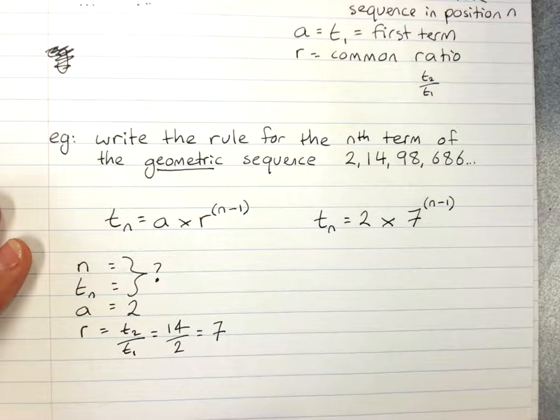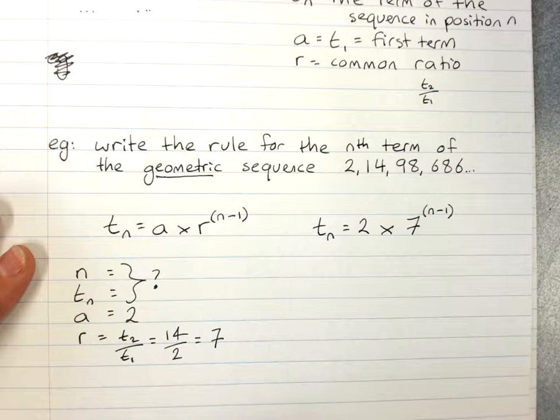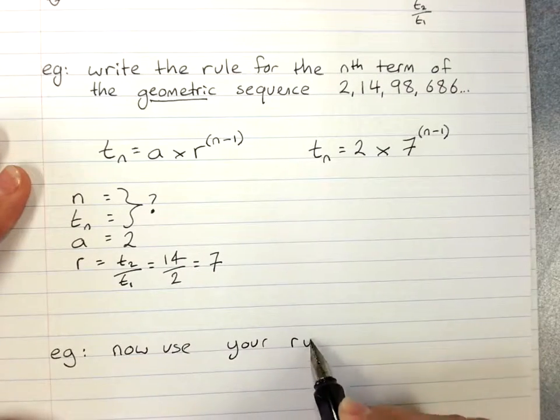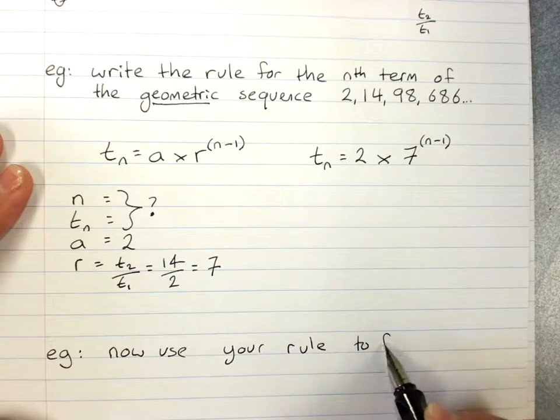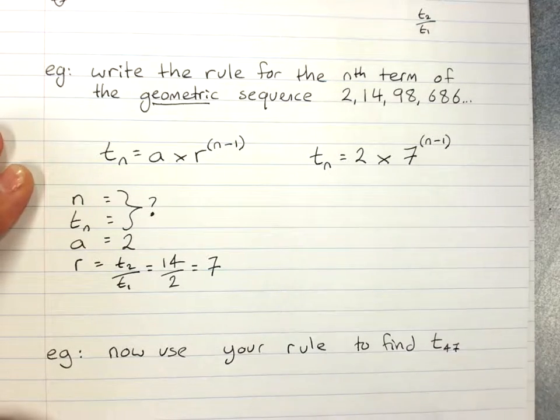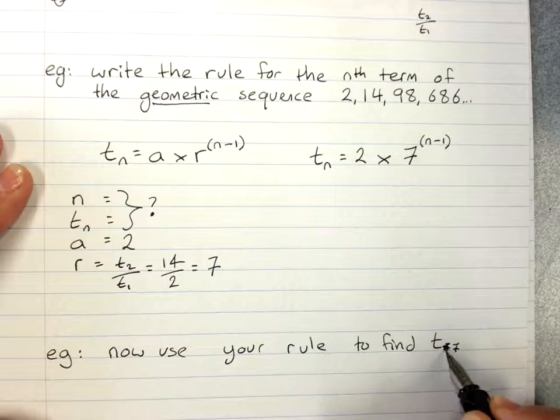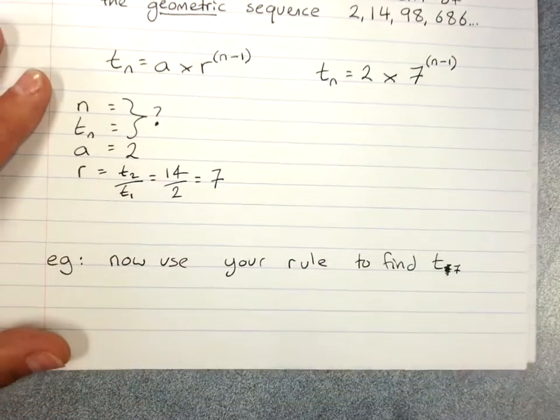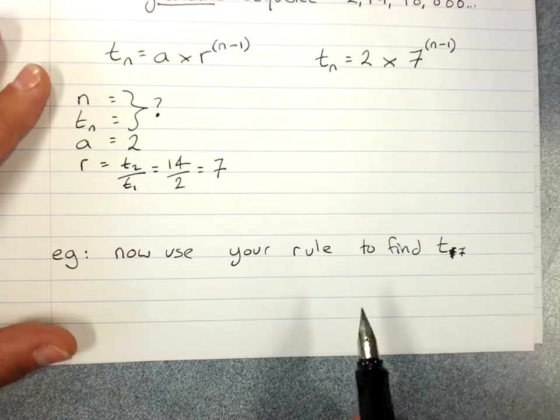So, in fact, I'm just going to sneak an extra question in here. Pretend it was always there. Now use your rule to find T47. That's going to be pretty painful. Let's make it term 7. Because I've only got a scientific calculator with me.